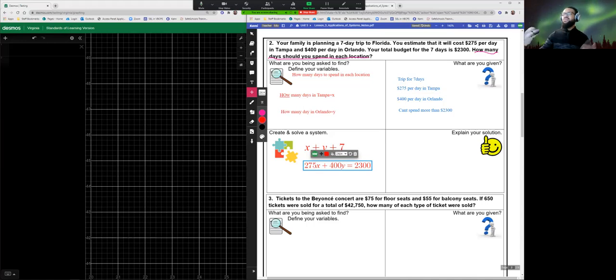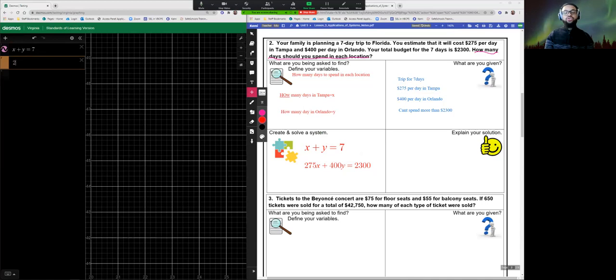And so now to figure out what our solution is, we're going to take these two things and plug them right over here into Desmos. In this first one, that should be X plus Y is equal to 7, not X plus Y plus 7. That just gets confusing. All right, so here we have these things. Let's go ahead and plug them into Desmos. X plus Y equals 7 is our first equation. And then we have 275X plus 400Y is equal to 2,300.